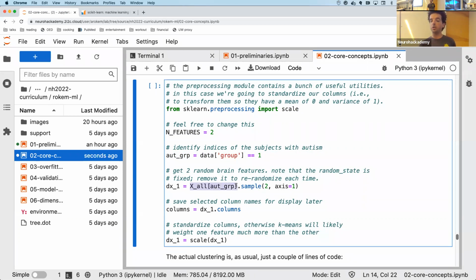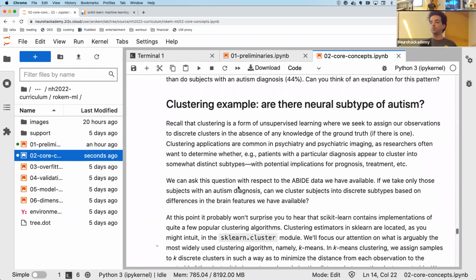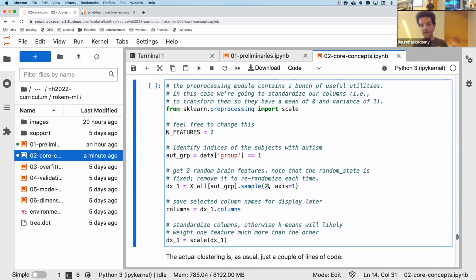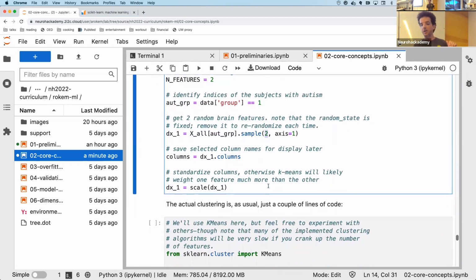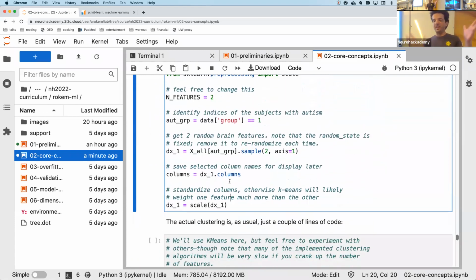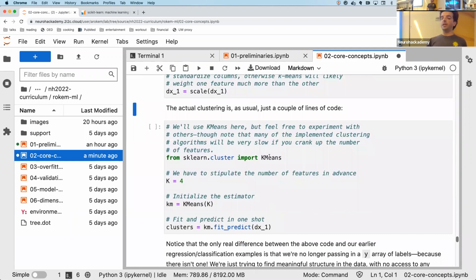So here, when we look at X all where group is 1, that means we're looking only at people who do have autism, because maybe our scientific question here is, are there neural subtypes of autism? Among the people that have autism, are there different clusters of these brain structures? Then we sample 2 columns, again at random, and we save the column names, and then we scale it so that every column has, I think, mean 0, variance 1. So they're on a similar scale, because maybe one is area and the other is thickness, and they have different units. And here is then a clustering algorithm.